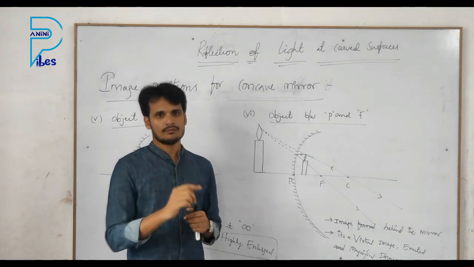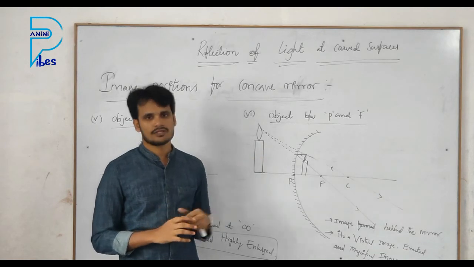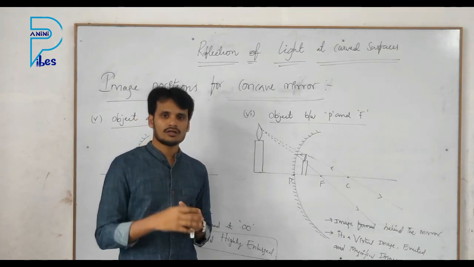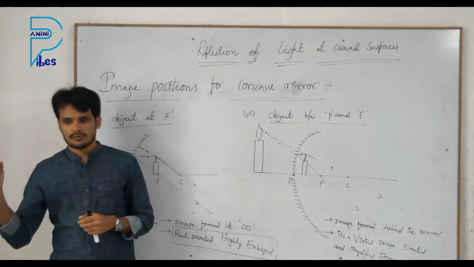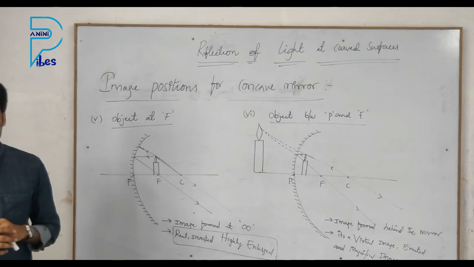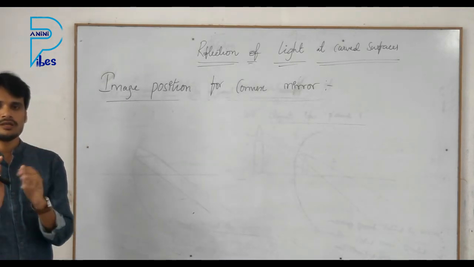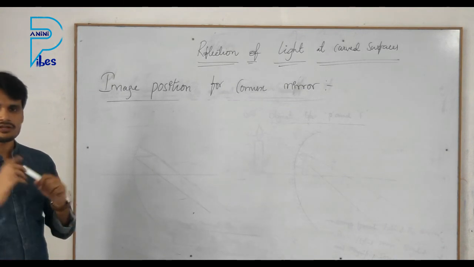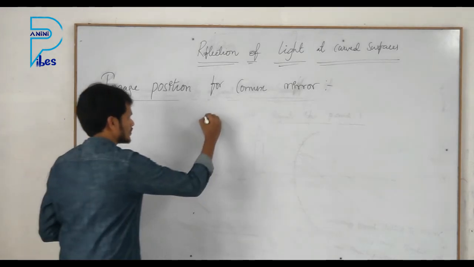Let's see one example of image position on convex mirror. You can draw that position if in examination the question comes, draw the image position for convex mirror. Only one image position is enough for us, as I already told you. Let's draw the image position for convex mirror. Draw the convex mirror first.